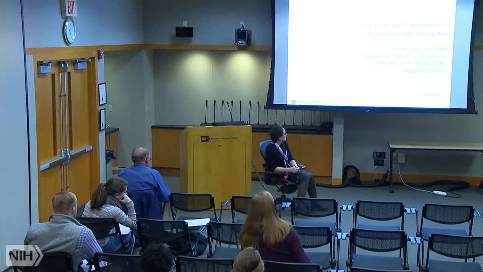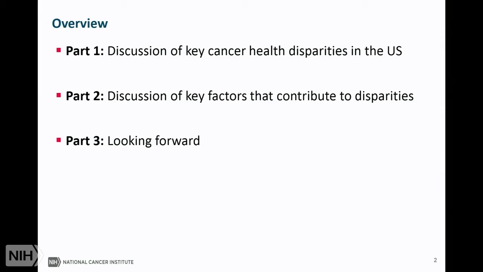All right, so the three main parts of the talk today: I'm going to give you an overview of what cancer health disparities in the US look like at the moment. In the second part, we're going to talk about some of the key factors that contribute to disparities. And then the third part, very briefly, we're going to talk about where we are right now and what the future focuses are in this area.